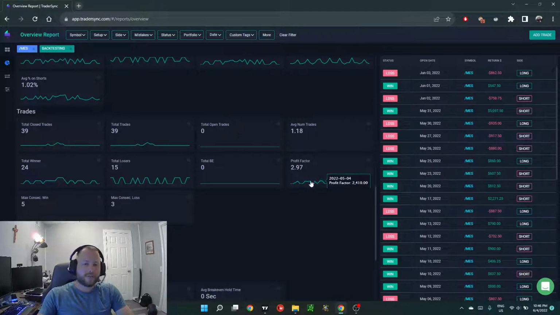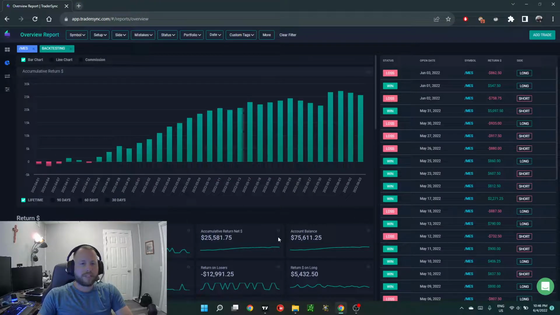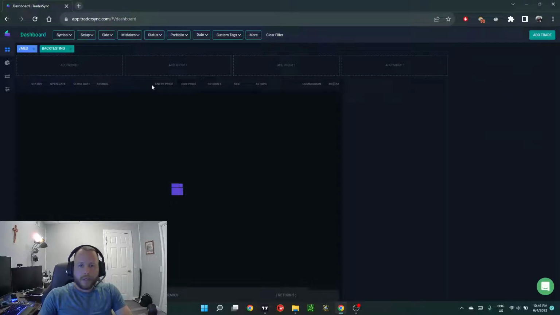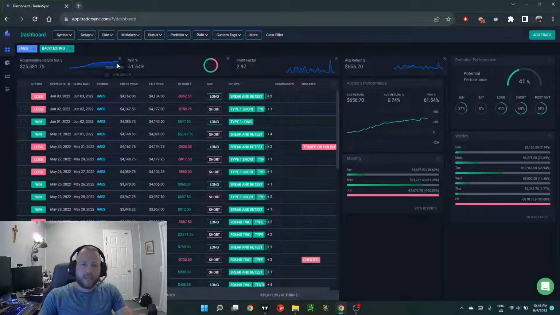The profit factor is going to be an important number here because that is basically how many dollars you make for every dollar that you lose. So if your losing trades are losing $1, then you expect your winning trades to make $2.97. The reason that the profit factor is so high on this, and let's go back to the dashboard, is because the win rate so far for this system has been 61%.